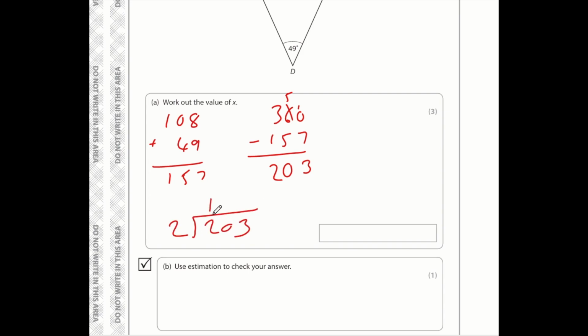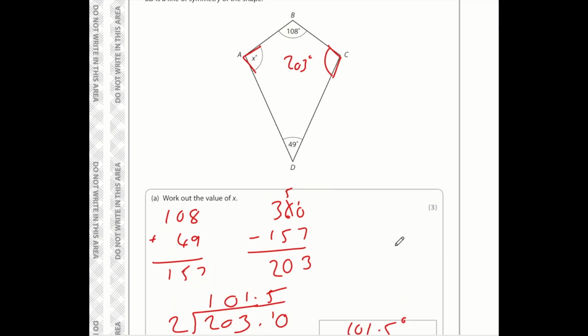2 divided by 2 is 1, 0 divided by 2 is 0, 3 divided by 2 is 1 with a remainder of 1. So we need a decimal point and a 0, so I can put that remainder of 1 on there. 10 divided by 2 is 5, so 101.5 degrees. Use estimation to check your answer.